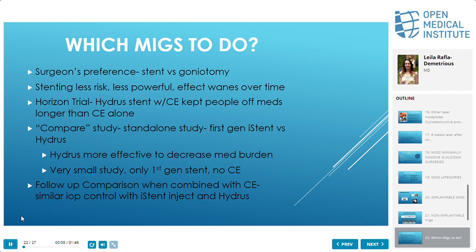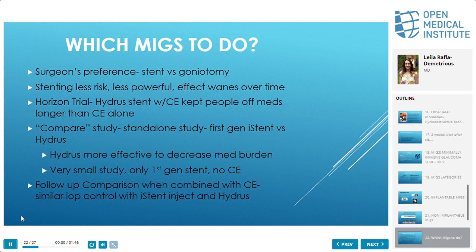So which MIGS do we do? A lot of times it's surgical preference, a surgeon's preference, a stent versus a goniotomy. And I'm constantly asking my colleagues, well, what would you do? And nobody ever has one answer. Everybody has their own preferences about what procedures they're more comfortable with, what they've had better experiences with, what they're willing to kind of do at that time of surgery.